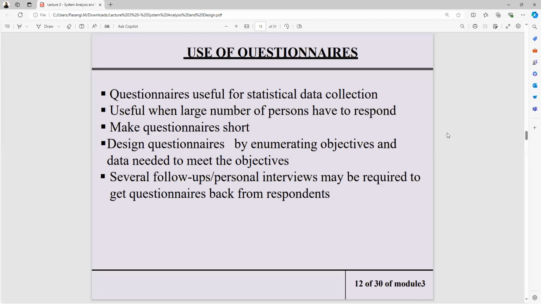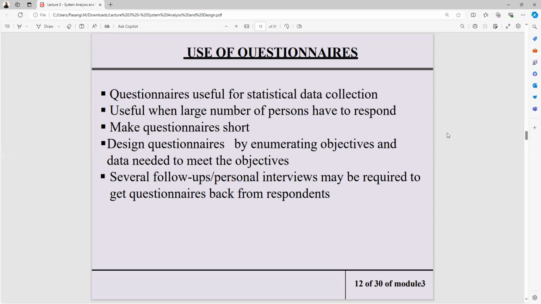Then we have the use of questionnaires. What are the uses of questionnaires? Questionnaires are useful for statistical data collection. Why do we use these questionnaires? They are useful for statistical data collection, and we use these questionnaires when a large number of persons have to respond.